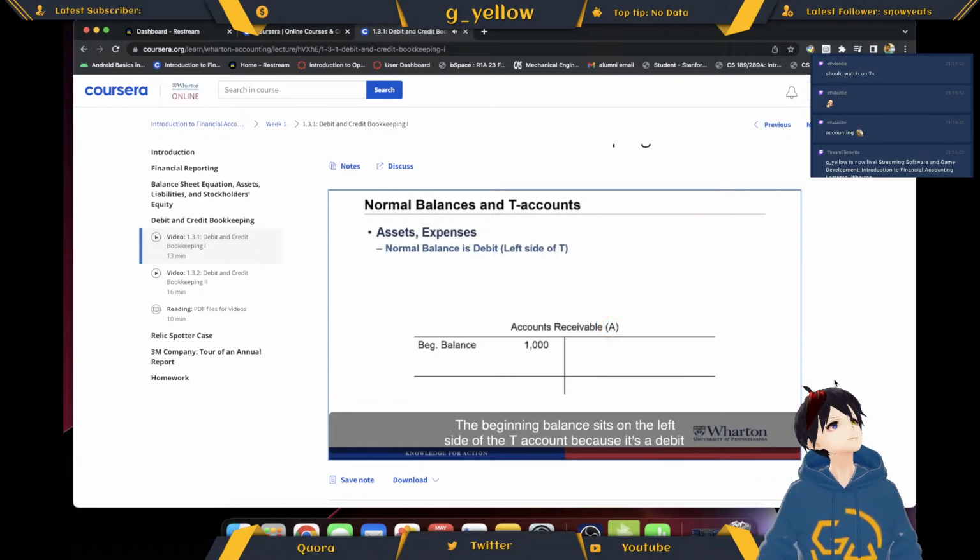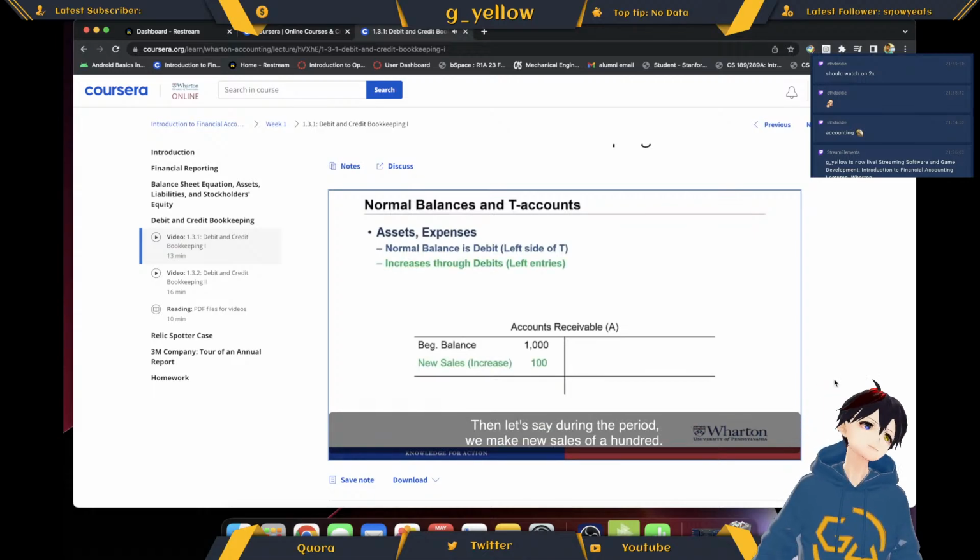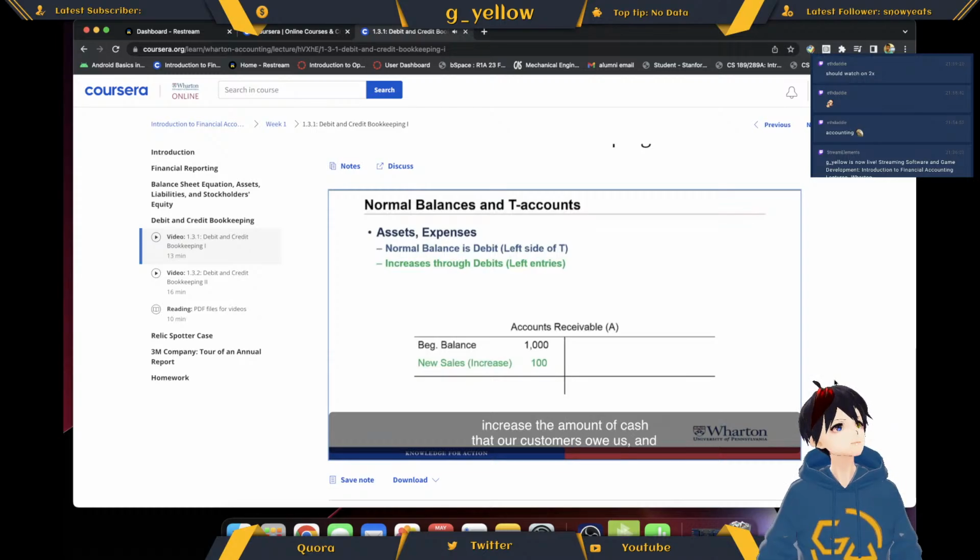The beginning balance sits on the left side of the T account because it's a debit balance account. Then let's say during the period, we make new sales of 100. New sales on account increase accounts receivable, increase the amount of cash that our customers owe us, and we're going to increase the account through a debit entry. We increase a debit account with a debit entry.